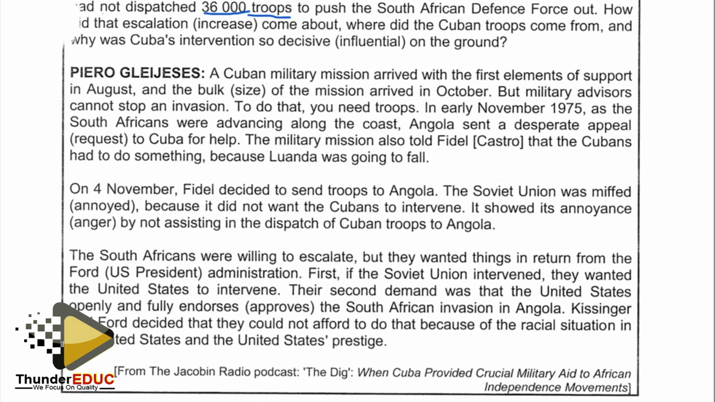And also, if we check, this source is providing us an exact date. On 4th November, Fidel decided to send troops to Angola. So we can rely, because we are told of the exact date, which we can confirm with history. The 4th of November is the exact date on which the troops were deployed. And also, we can corroborate this source with other sources. The information that we are getting here is also agreeing with the other sources that we have. So basically that is what we can check and validate the reliability of that source.